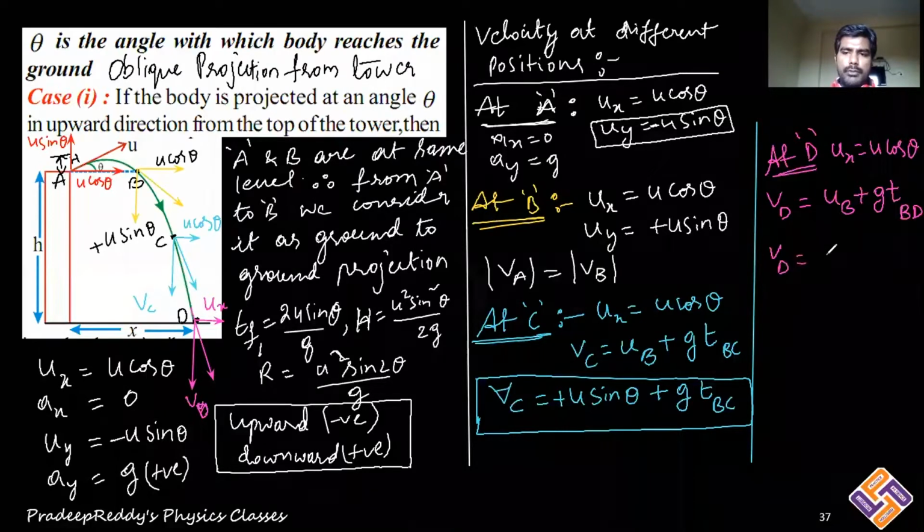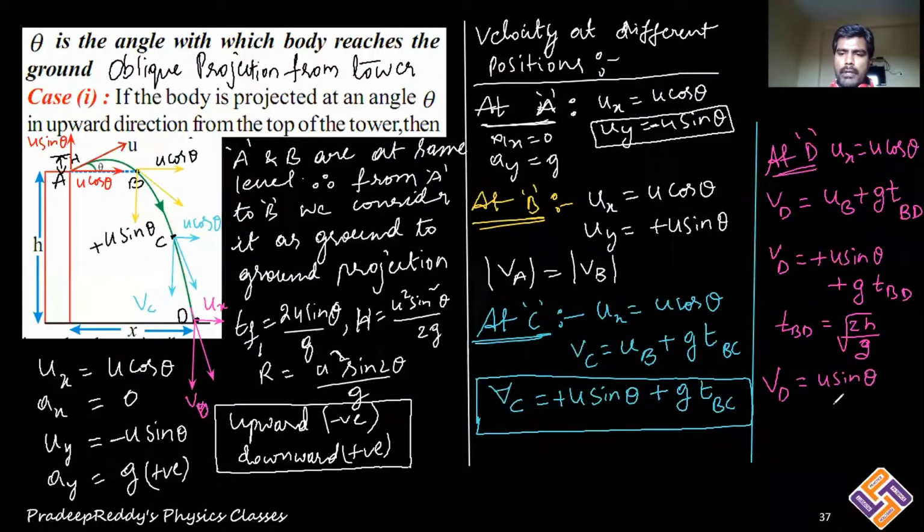Vd is equal to, what is ub? Plus u sin theta plus g into time Bd. Okay. And in this case, time Bd I can directly write it as time Bd is equal to under root 2h divided by g, where h is the height of the tower, that I can substitute here. So final velocity along y direction it is u sin theta plus g into under root 2h divided by g. This is the velocity when it is at position D.